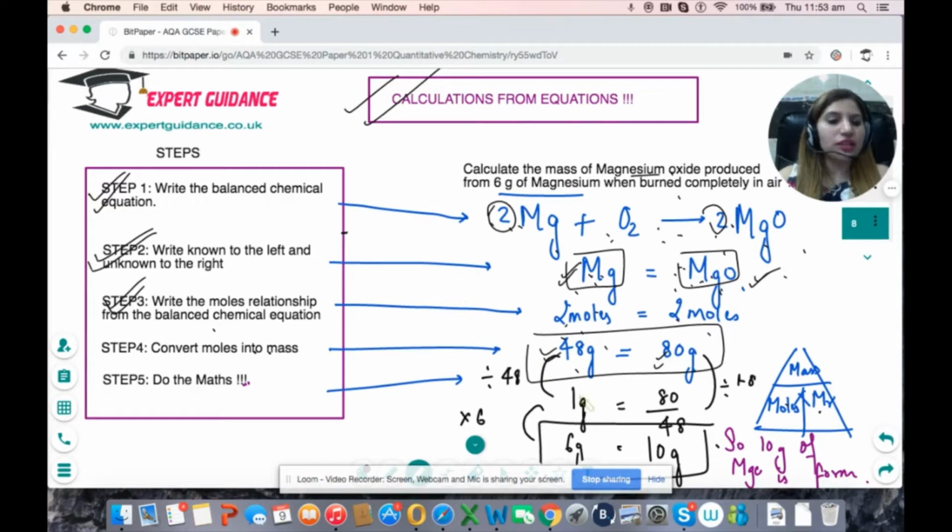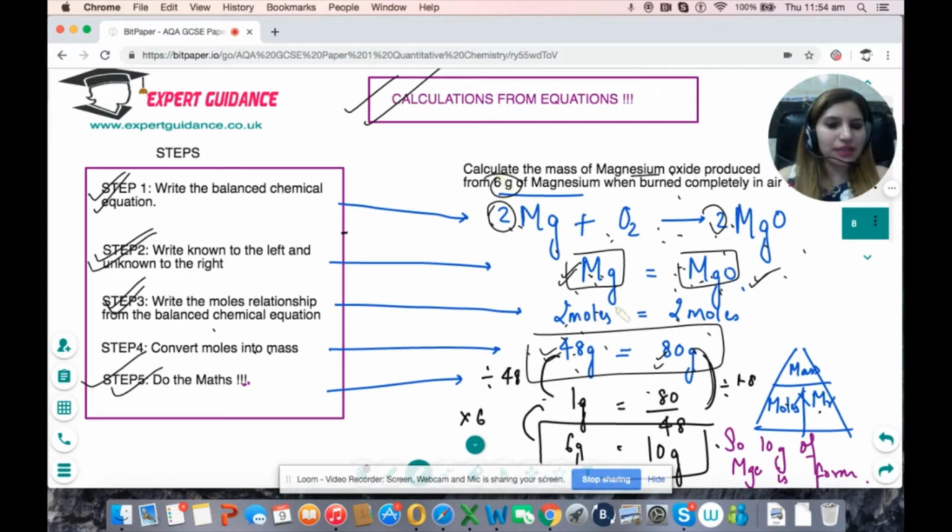So now I've got the mass relationship between the two: if there's 48 grams of magnesium, the MgO formed will be 80 grams. Now I can do the maths. Now what is the maths? 48 grams of Mg gives 80 grams. For 1 gram, I'll divide by 48. So I'll divide by 48 on the other side. So 80 divided by 48.